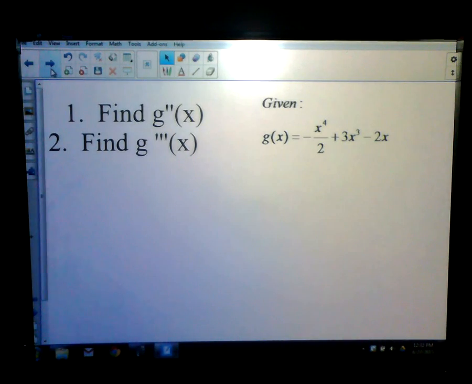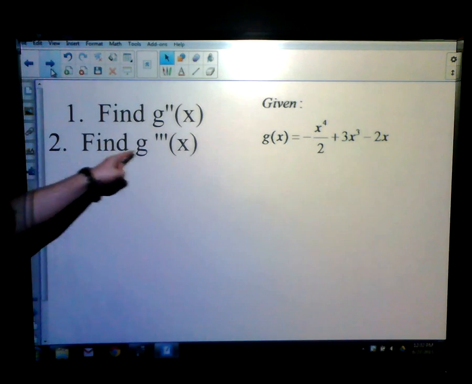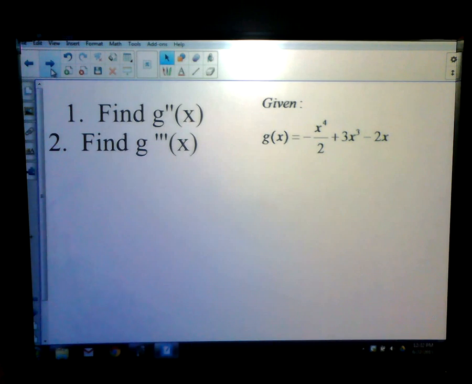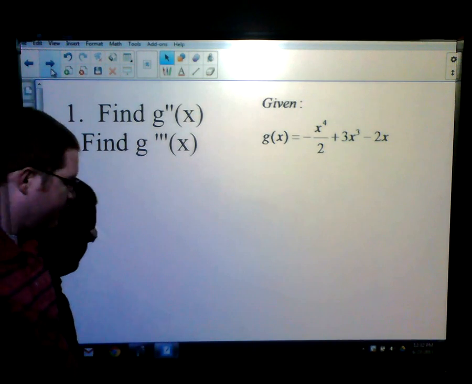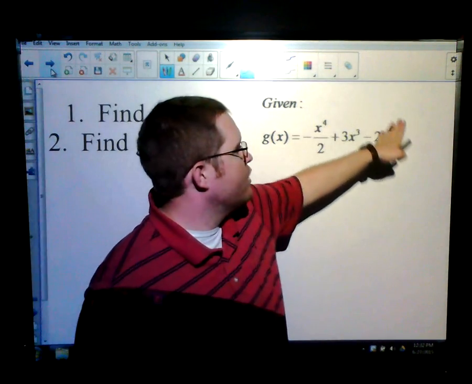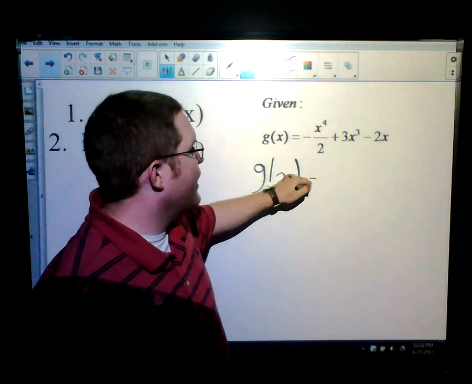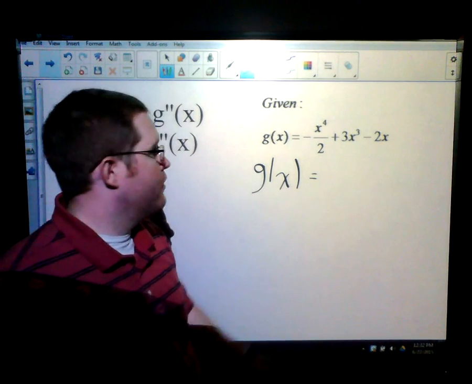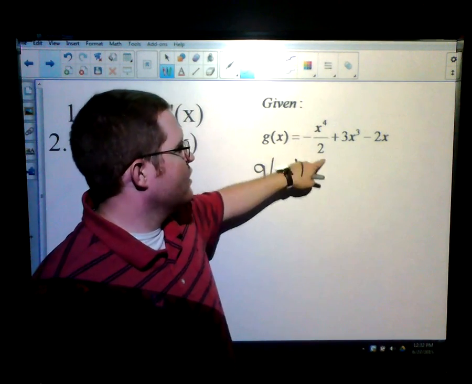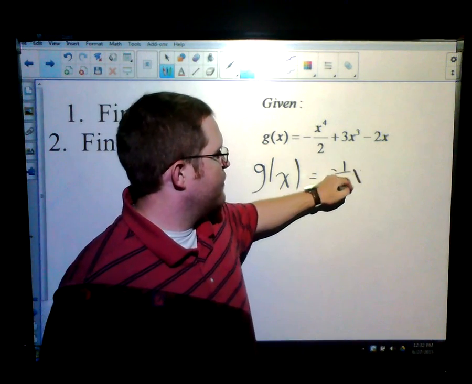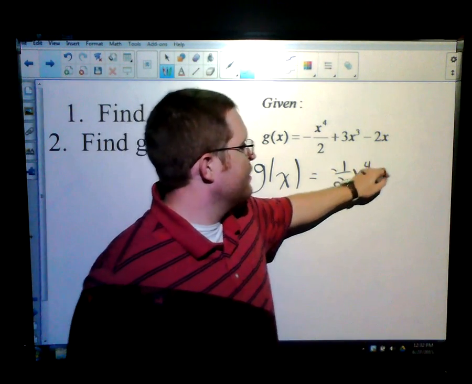So let's try this problem. There's the original. I want to find g double prime and g triple prime, or the second derivative and the third derivative. I can't do that without finding the first derivative first. So let's find the first derivative. I don't like the way this is written. Let's rewrite it. Remember, I like number, letter, exponent. What is the number that goes along with this? What's the constant? It's negative 1/2 x to the fourth. The rest of them are okay.